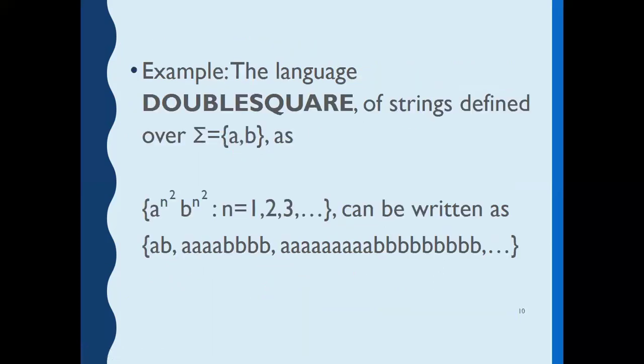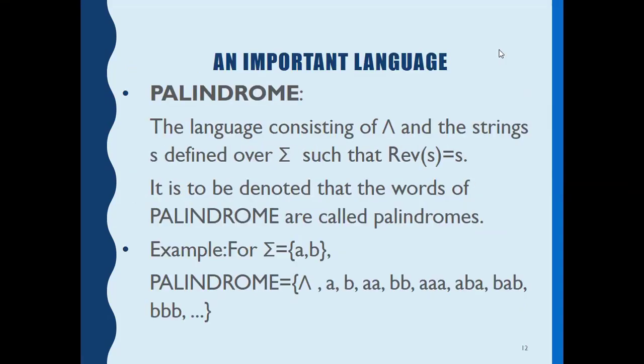The language double square of strings defined over alphabet a, b. सो हमारे पास अब डबल स्क्वायर से मुराद क्या होगा? स्क्वायर ऑफ a एंड स्क्वायर ऑफ b. अब हमने जो n का स्क्वायर लेना है उतने ही a's आएंगे, और जो b का स्क्वायर लेना है, b में n का स्क्वायर लेना है उतने ही b's आएंगे. अब 1 का स्क्वायर 1 होता है तो ab, 2 का स्क्वायर 4 होता है, 4 a's concatenated by 4 b's. बट इंपॉर्टेंट चीज क्या है कि स्टार्ट a से होगा और एंड b पे होगा.